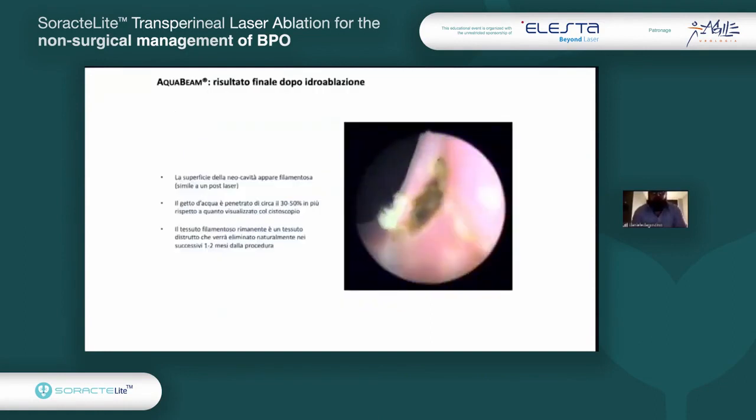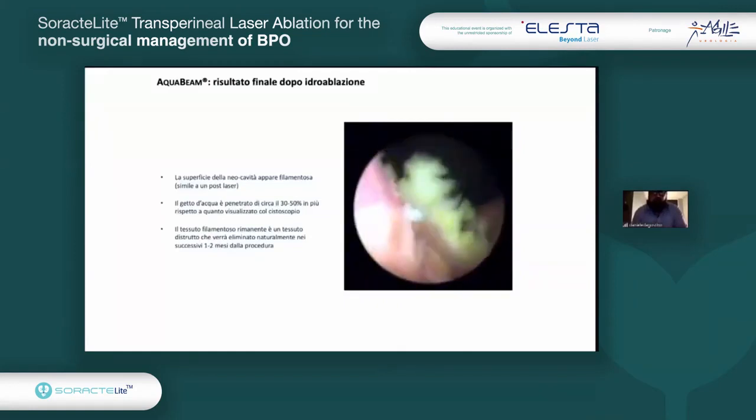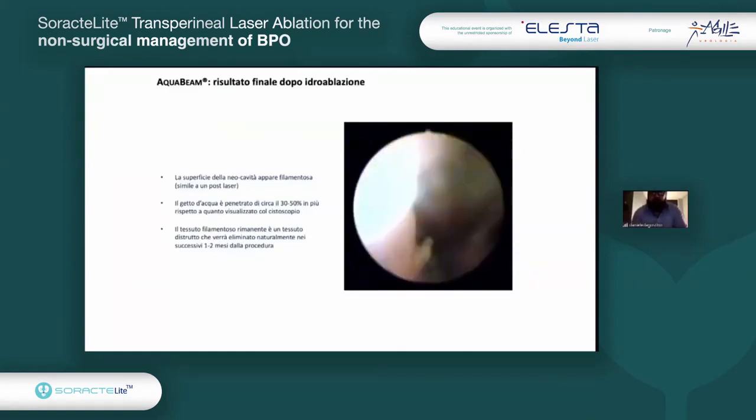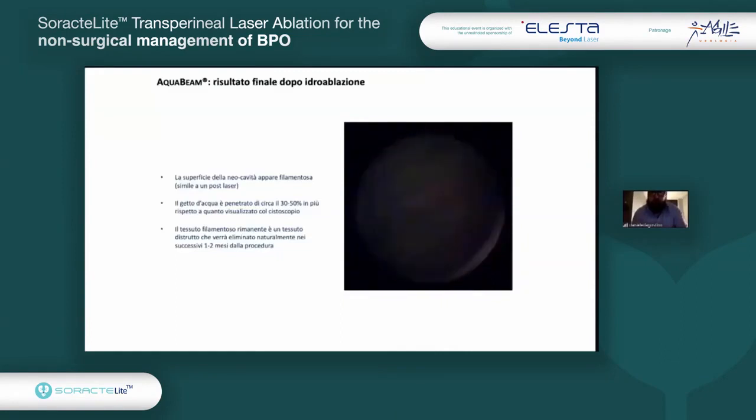This is the endoscopic view after treatment. You can see the cavity of the adenoma after treatment.